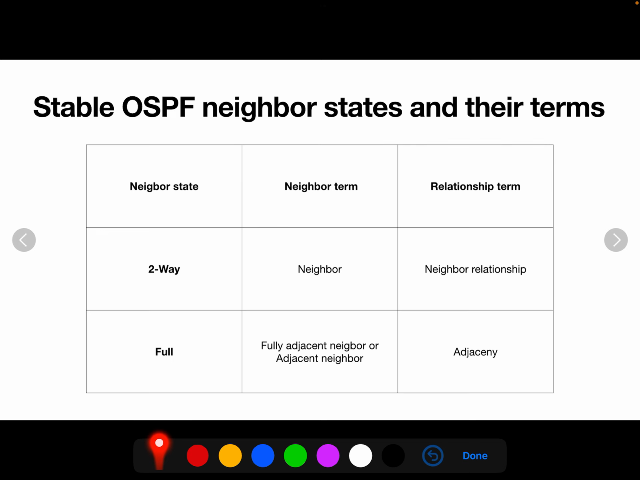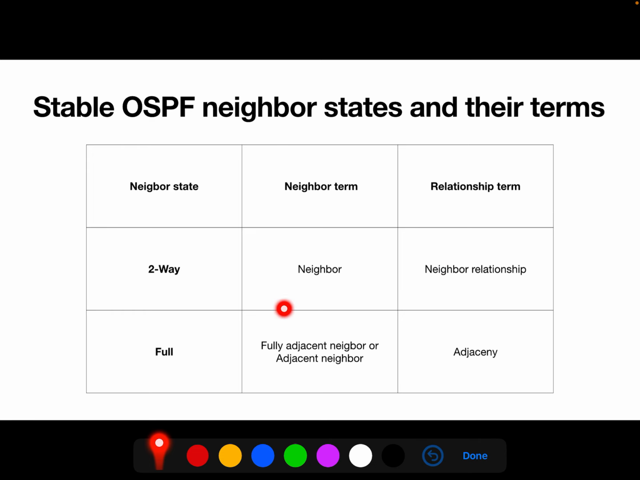Now I want to introduce this table, which is talking about the neighbor and relationship terms for the different states. So, a two-way state. When you've got a neighbor in a two-way state, the neighbor term is neighbor. The relationship term is neighbor relationship.